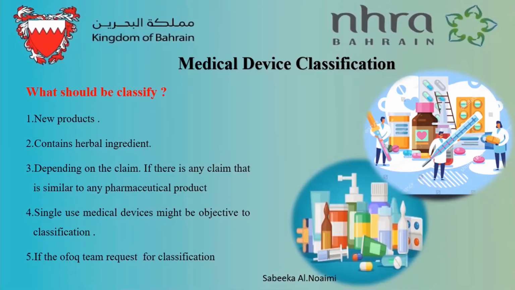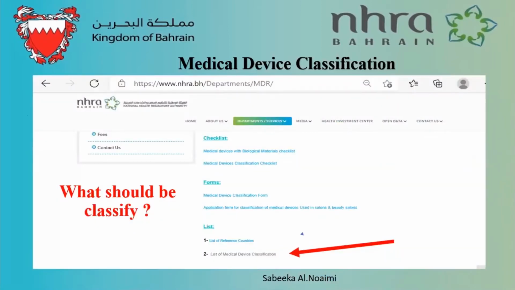If there is any request from the offer team for the classification, then you have to submit for the classification. If it's not a medical device and you want to submit for classification, you can submit it. You will get a letter from us that it is a medical device or non-medical device. This is the list of products which need classification or do not need classification.